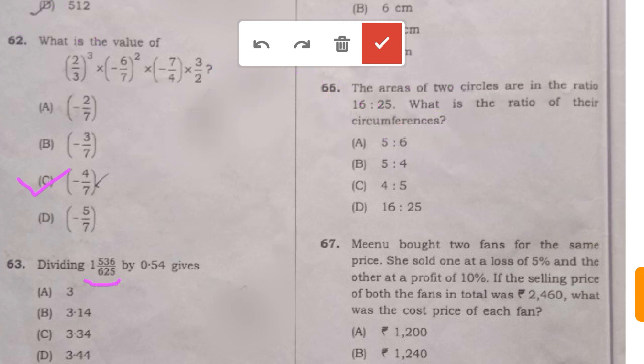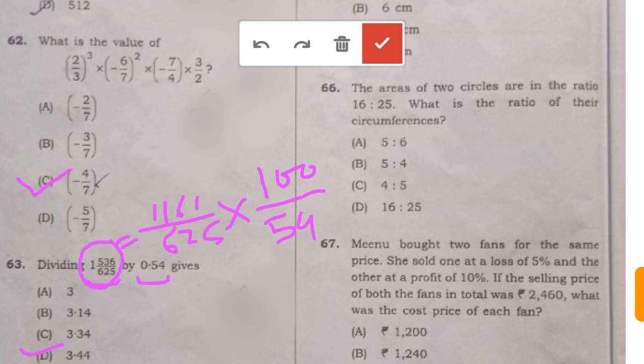Dividing this number by 0 gives, which one will be the correct answer? Here option D is the correct answer, 3.44. We can write the number, this one is equal to 1161 by 625. If we divide this, then this will be like this, 100 by 54. Since it is 0.54, it will become 100 by 54.